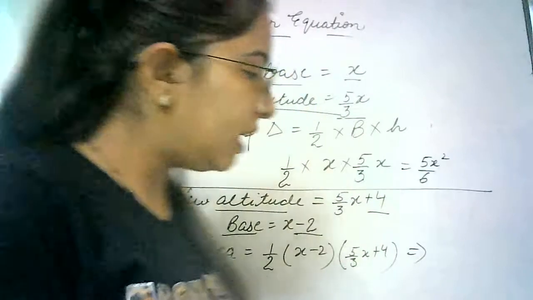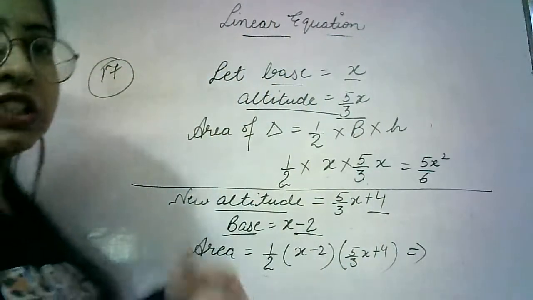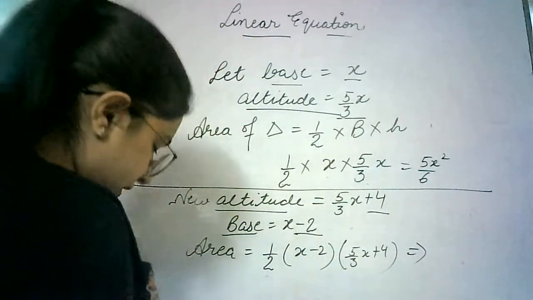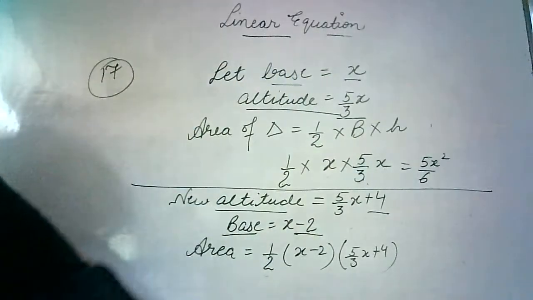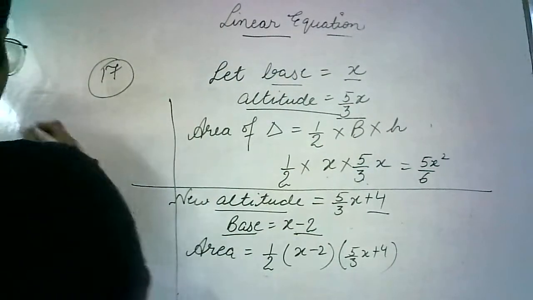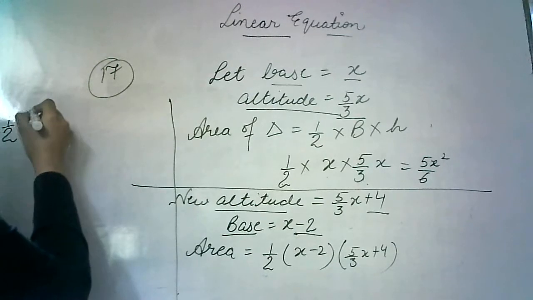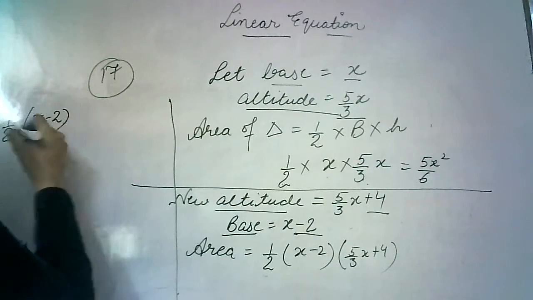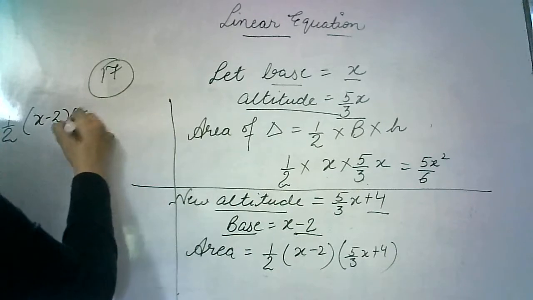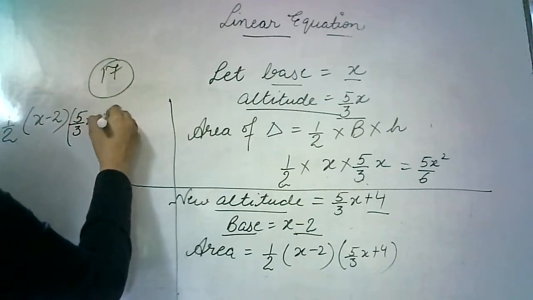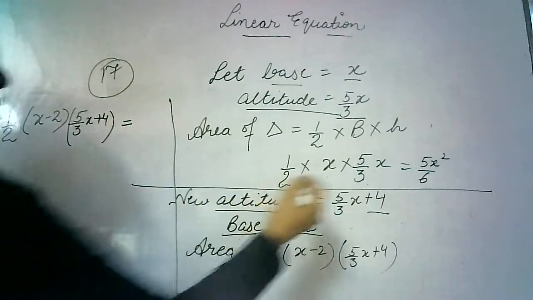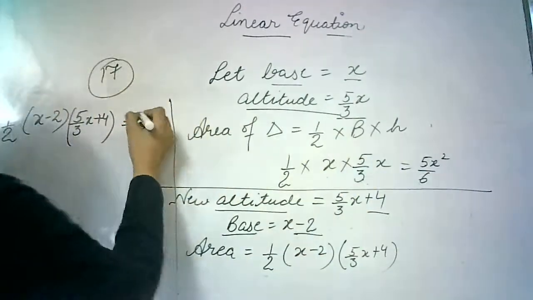So I'm going to put them equal before solving because it will be easy for us to solve it. Here, areas are same now. So half into x minus 2 into 5 by 3 x plus 4 is equal to 5 by 6 x square.